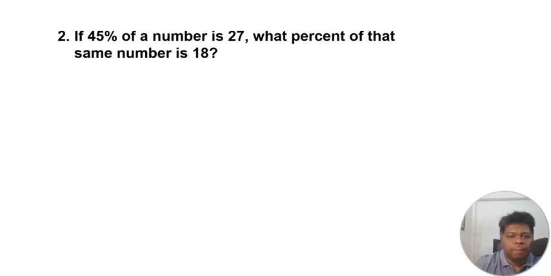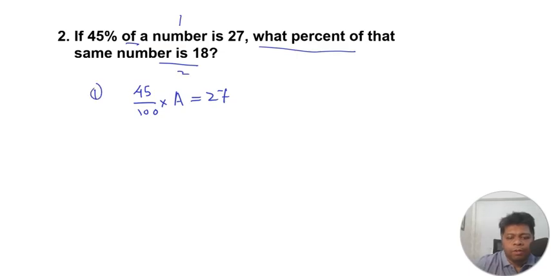45% of a number, so 45 by 100. "Of" indicates multiplication with the number, and it is 27. Then: what percent of that same number is 18? Read the full question before you start solving it. So 45% of a number is 27. There are two problems involved. One is this, and the second one is finding what percent of the number is 18. So let's try to solve the first one first.